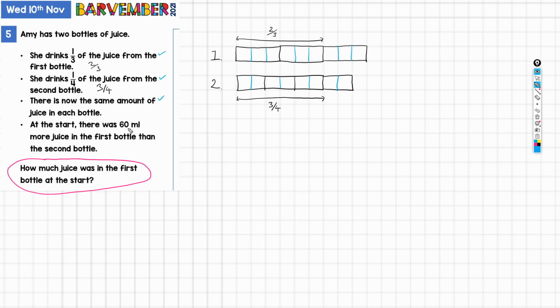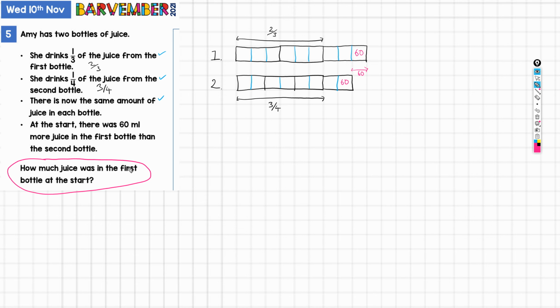Now, at the start, there was 60 milliliters more juice in the first bottle than the second bottle. So that's the difference here, the difference between the first and the second bottle. And we're told that that is 60. And of course, you can see how that is equivalent to one of these units. I could label them all if I wanted to, but I don't need to. They all have a value of 60. And that means I can work out whatever I want now.